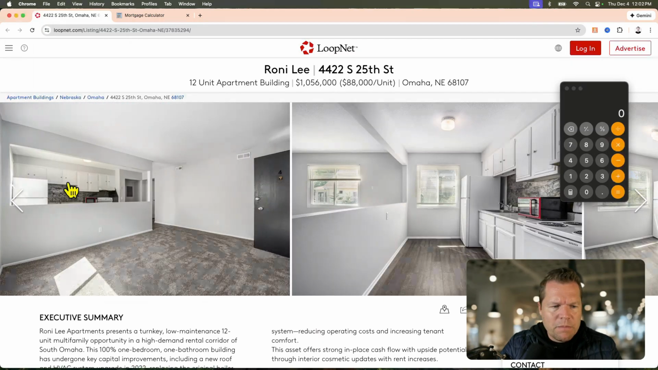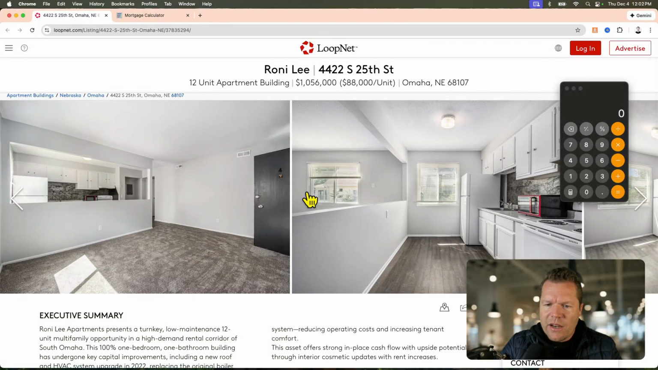Looks like they cut a hole in the wall here. I bet they must have opened this up or something, because that's a nice big opening. Really opens up the apartment.